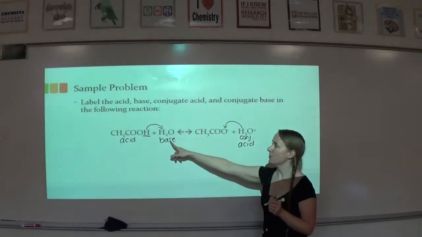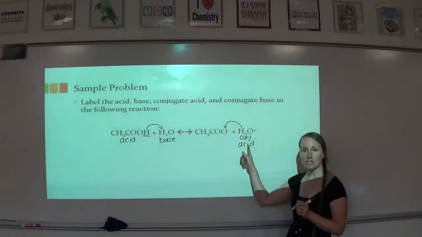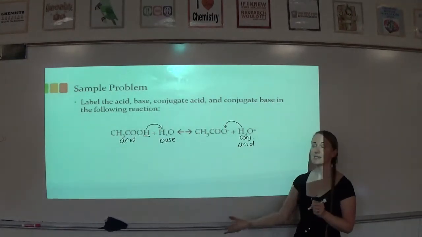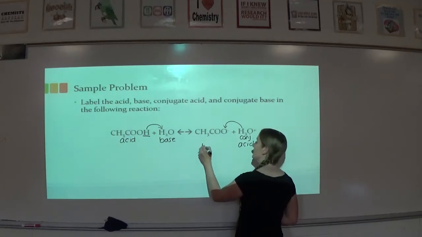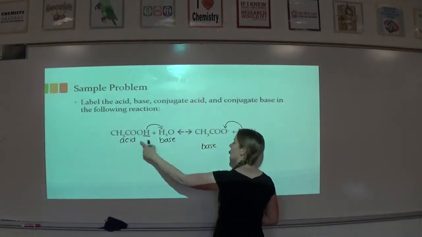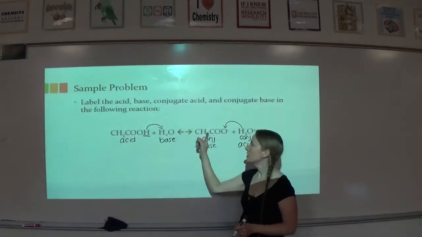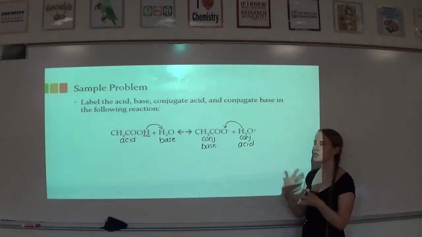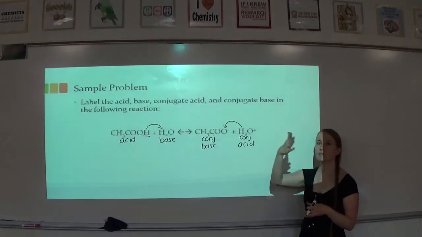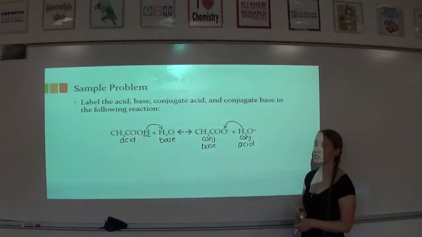And see, it came from the base. The base turns into the conjugate acid. And because acetate is now the acceptor, it's the base, but because it was formed from an acid, it is the conjugate base. So an acid never turns into a conjugate acid, or a base into a conjugate base. It's always acid goes to conjugate base, base goes to conjugate acid.